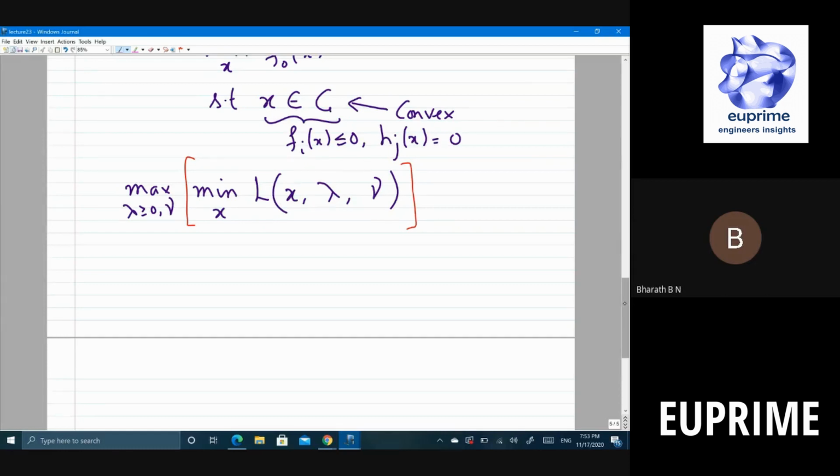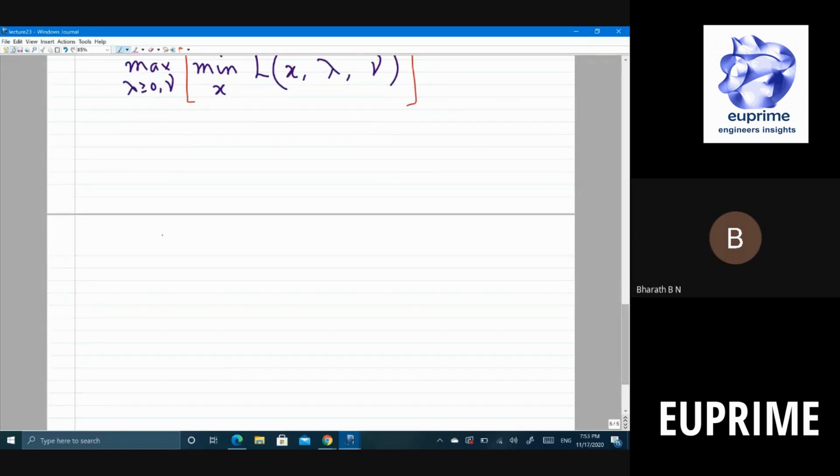What is the algorithm? Okay, so let's write that. Maybe we'll write some pseudocode. So what will I do? I'll take some lambda naught, nu naught, and x, sorry, I'll use small x. I'll use some x naught. Is that fine? This is where I start. Initialize.